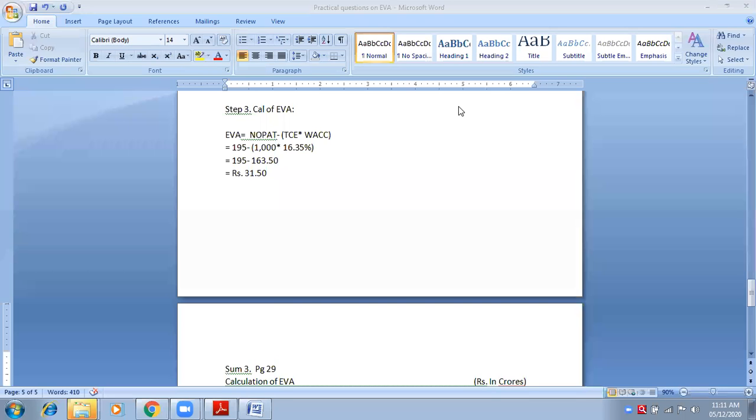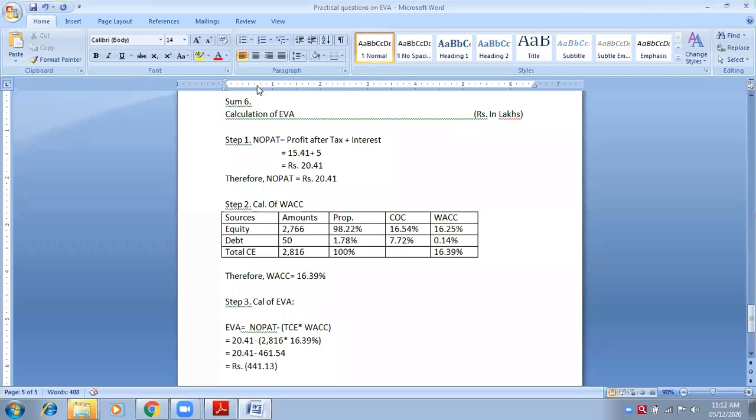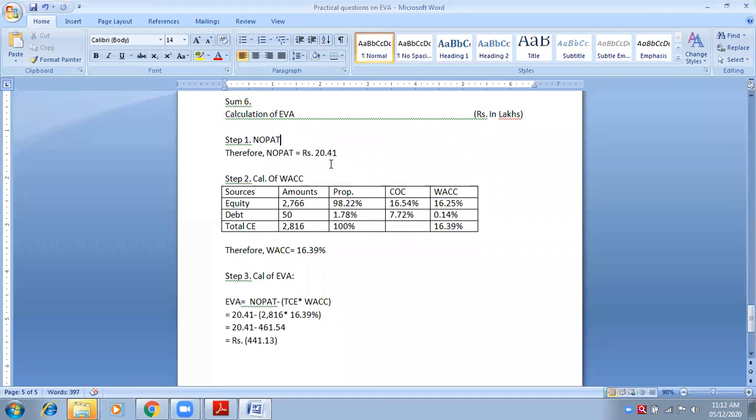Did you note down everything? Yes, ma'am. Okay, see, according to our number, this is sum number 6, calculation of EVA, figures in lakhs. Now, step number 1 is NOPAT. Nothing has to be applied, because NOPAT is already available, given in the question only.